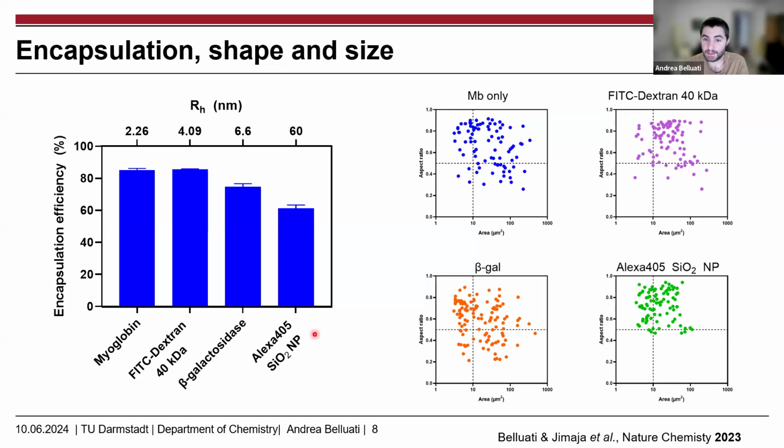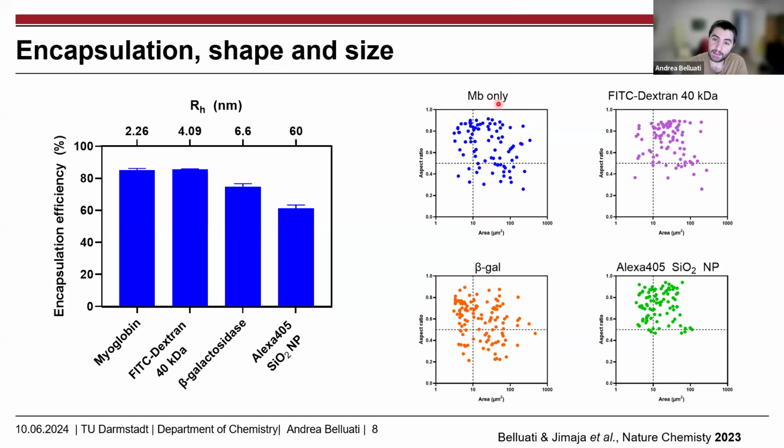If you look at the shape and size, this I did by plotting the area of these vesicles compared to the aspect ratio, where the aspect ratio in this case was the minimum Feret diameter divided by the maximum Feret diameter. I did that because most of them were not really very circular, so it made more sense to look at the total area in square micrometers.